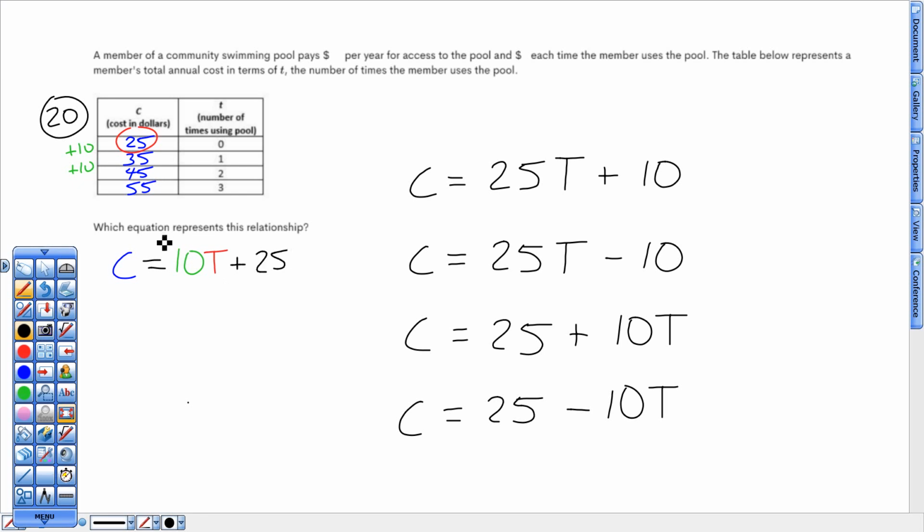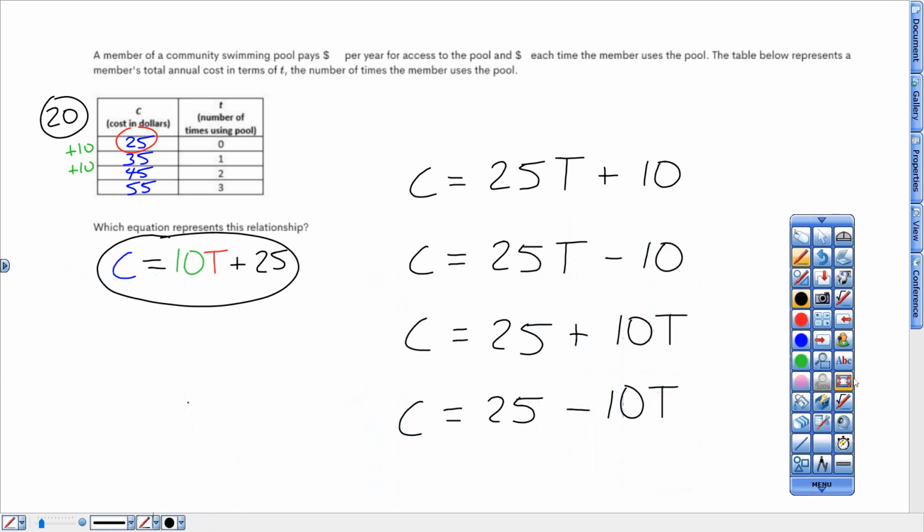But just know the choices that they're giving you, be careful. They have the 25 written first. You don't want to pick the 25 answer that has a T on it. It has the 10 written second.